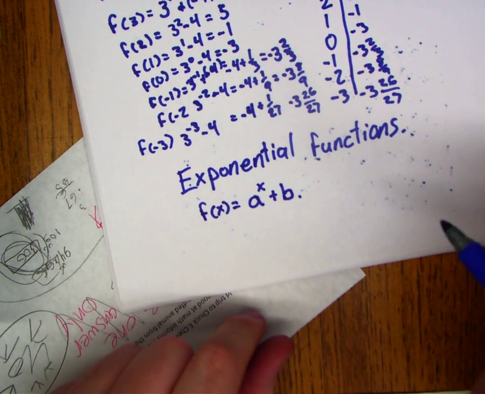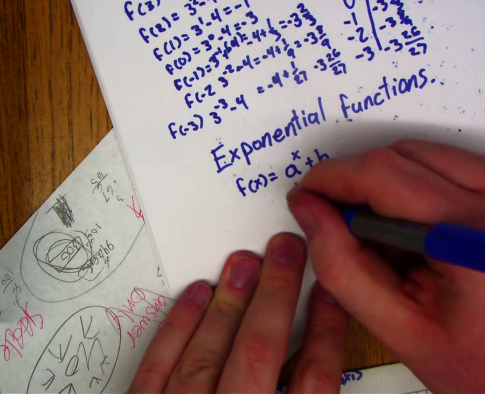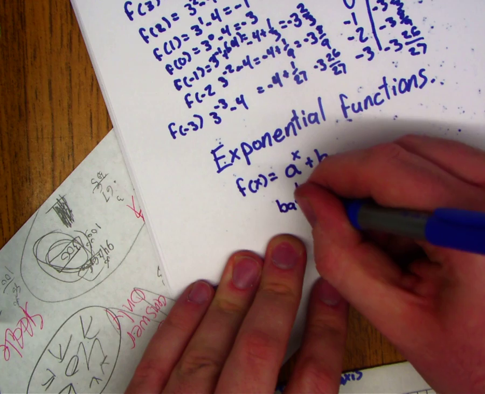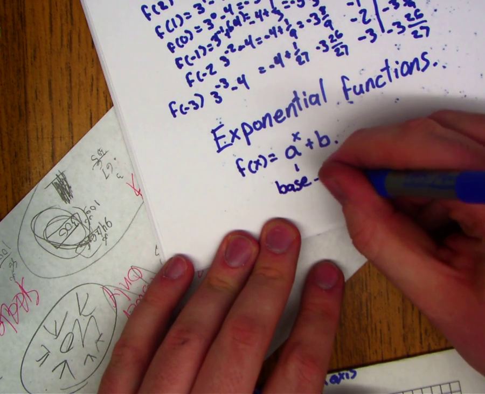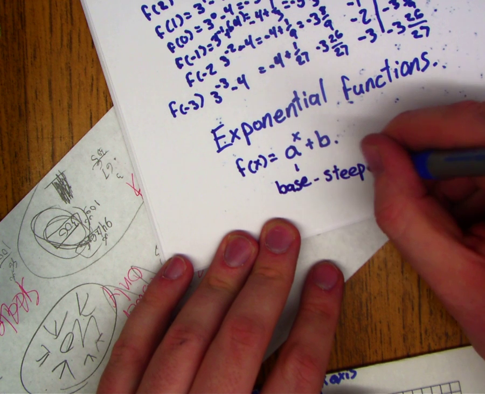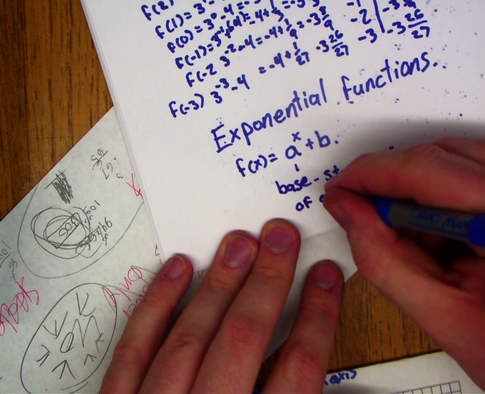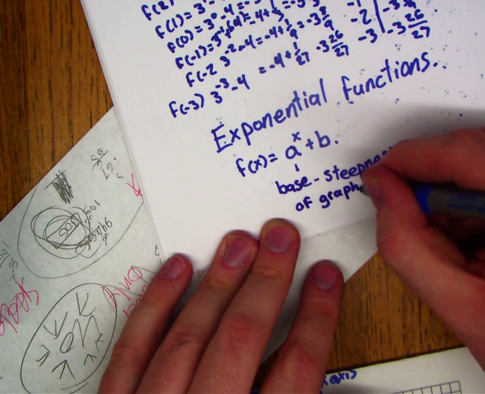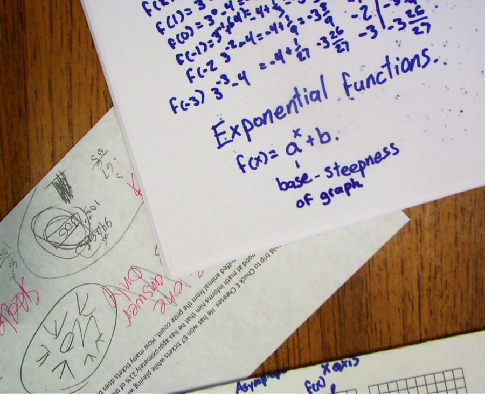Alright, and what we're going to care about here is a as our base, and it is going to determine the steepness of our graph. Sort of like how when we had a linear function, our slope would determine how steep our graph is. The base is what is going to determine how steep and how fast our function takes off.